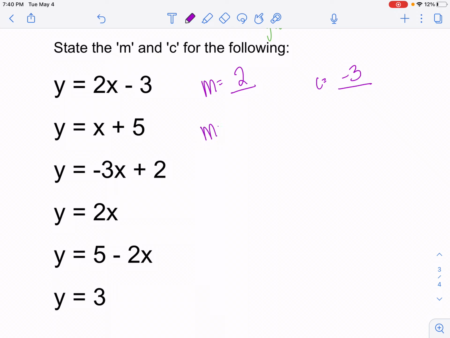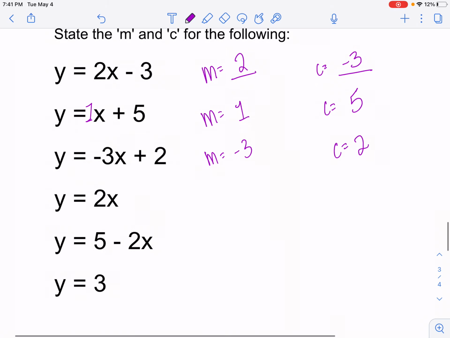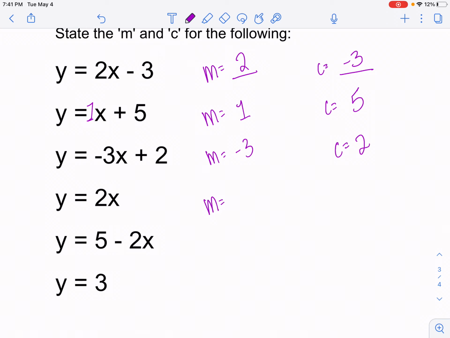The next one, m equals, that's a tricky one, 1. Okay, again, sneak in a little coefficient of 1. And c equals 5. The next one, m equals minus 3. C equals 2. The next one, m equals 2. C equals, another tricky one.